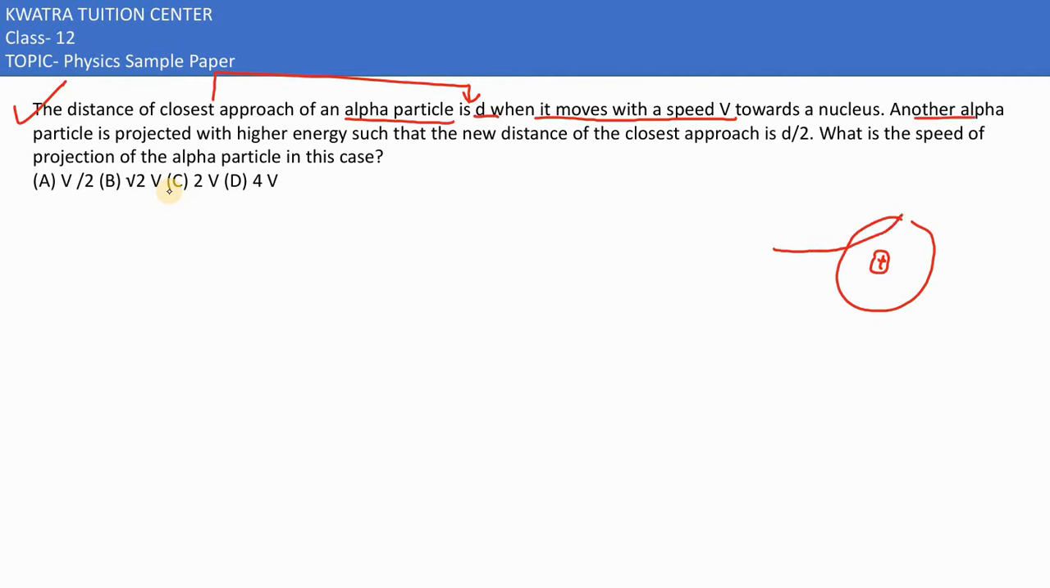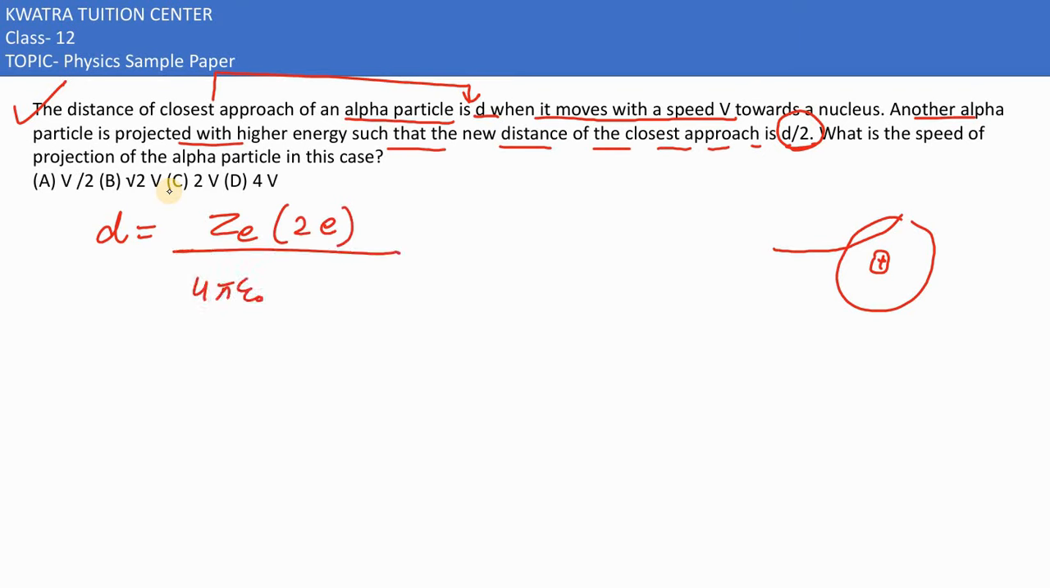And again, another alpha particle is projected with higher energy such that the new distance of closest approach is d by 2. Now they are asking, what is the speed of projection of the alpha particle in this second case? So in the first case, we know the distance of closest approach is given by Ze times 2e, divided by 4 pi epsilon naught times half mv square.